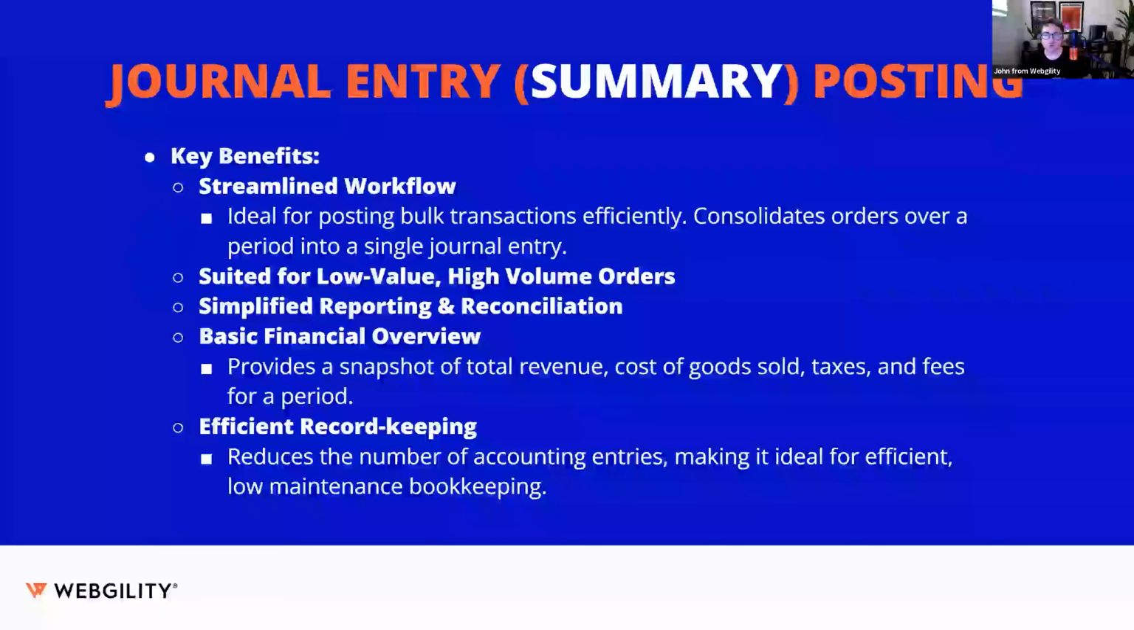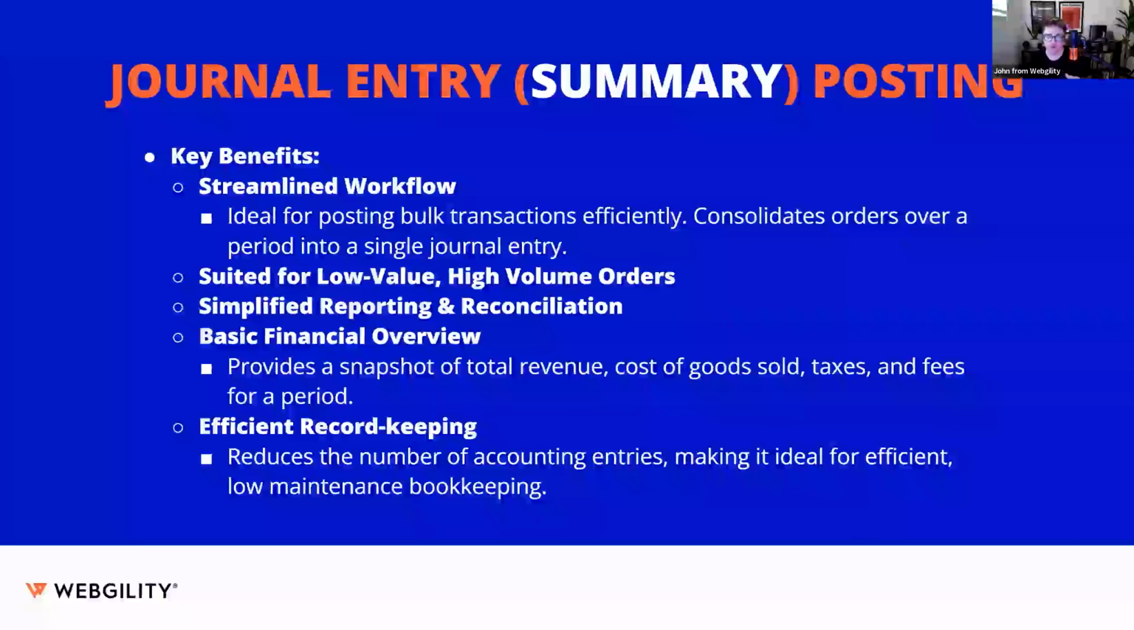And so journal entry posting is essentially, as you see here, summary. It's a, I would say, consolidated order posting method, right? So it offers a streamlined workflow. So it's generally ideal for bulk posting. If you have a lot of orders, a lot of low value, high volume orders, that makes it easier for you to track, right?